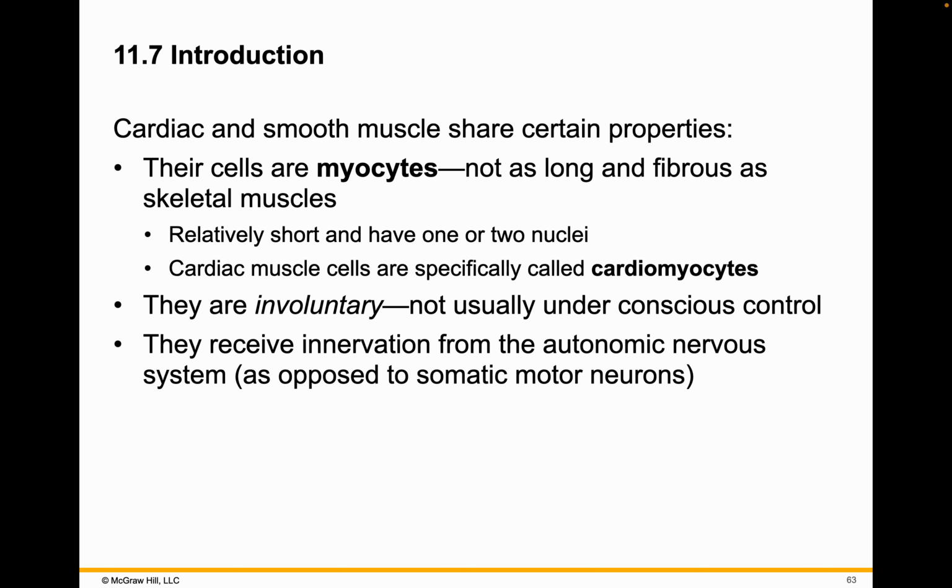Cardiac and smooth muscles share certain properties. Their cells are myocytes, but they are not long and fibrous as they are in skeletal muscles. In fact, they tend to be relatively short and only have 1 or 2 nuclei. Cardiac muscle cells are specifically called cardiomyocytes. They are involuntary. They are not under conscious control. A conscious mind can affect the rate, but can't start it or stop it. They receive innervation from the autonomic nervous system as opposed to somatic motor neurons.